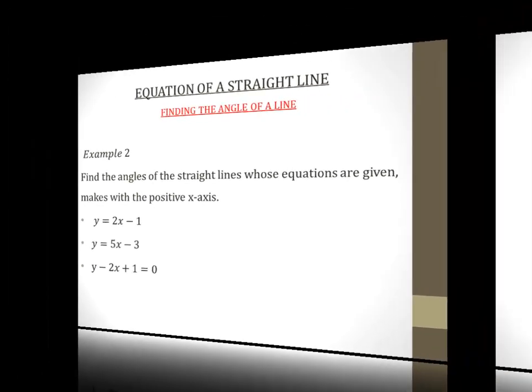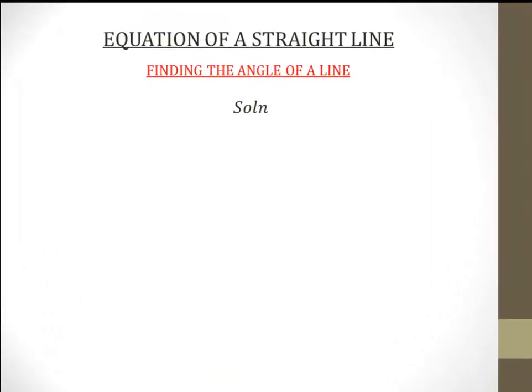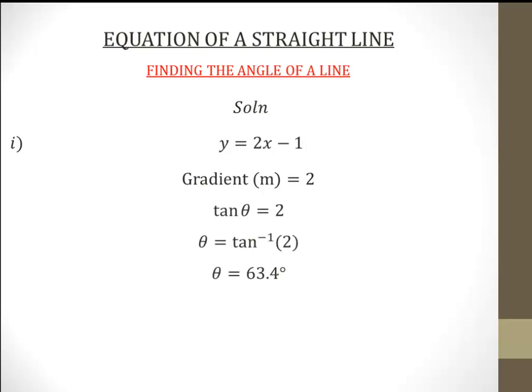Let's look at the first one. The equation was y equal to 2x minus 1. The equation is already in the slope equation form. Therefore, we pick the coefficient of x as our gradient. Therefore, our gradient m is equal to 2. Then we equate tan theta to 2. We are looking for theta, so we take the tan inverse of 2, and theta is equal to 63.4 degrees.